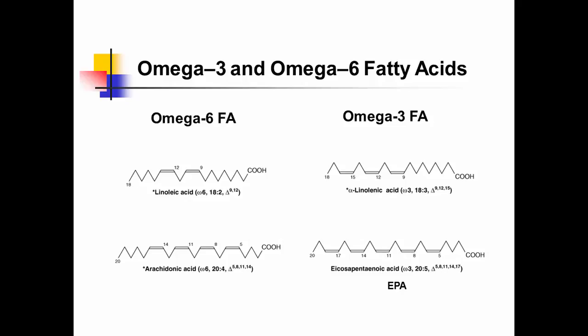Remember, we also have the 1, 2, 3 numbering system, right? I don't know why they use so many different numbering systems, but the two double bonds in the linoleic acid are at the delta 9 and delta 12 carbon positions, right? And arachidonic acid has 20 carbons and 4 double bonds at delta 5, 8, 11, and 14 carbon positions, right?